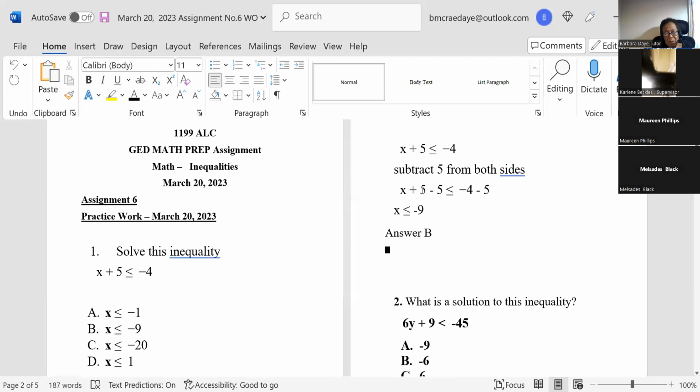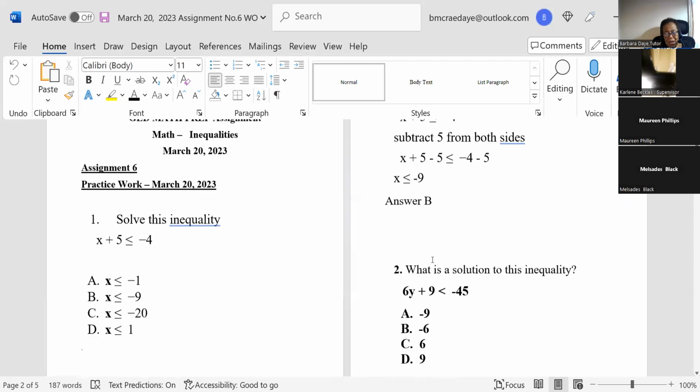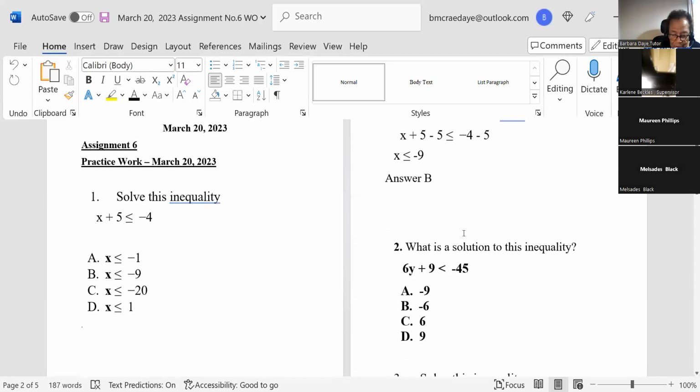I see. Subtract -5 on the left, subtract -5 on the right. Okay. And if you do that, you get -9. Got it? Any questions, Maureen? No, I got it. All right. So let's go to, let's see.